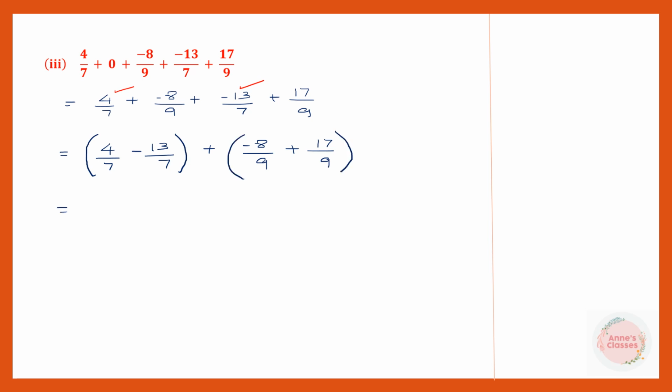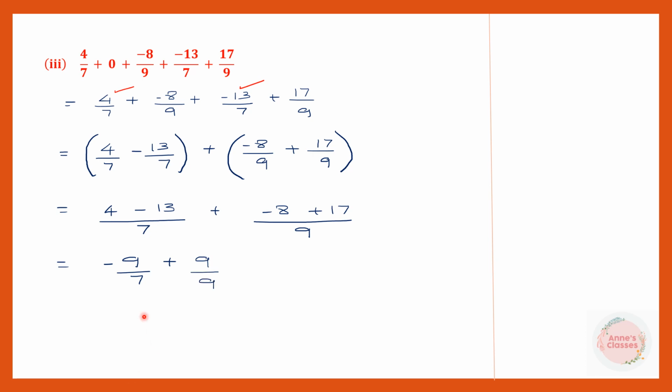Now let's write down the same denominator as the LCM 7, and the numerators also remain the same, 4 minus 13, plus here also 9. So the numerators remain the same, minus 8 plus 17. Now let's simplify. 4 minus 13. The signs are different, so put the sign of the bigger number and subtract. 13 minus 4 is 9, so minus 9 by 7 plus, now here minus 8 plus 17. So this also is 9 by 9.